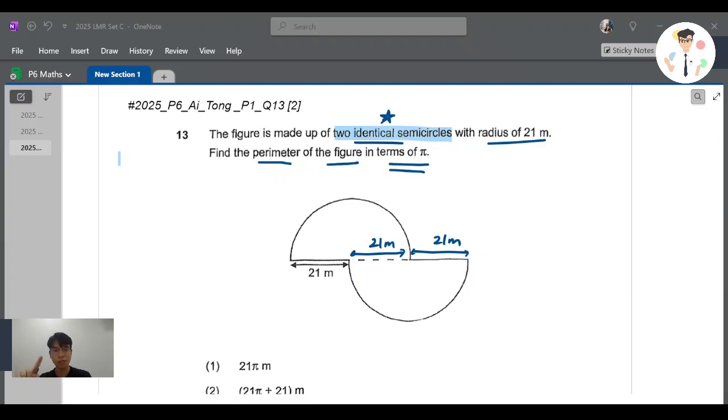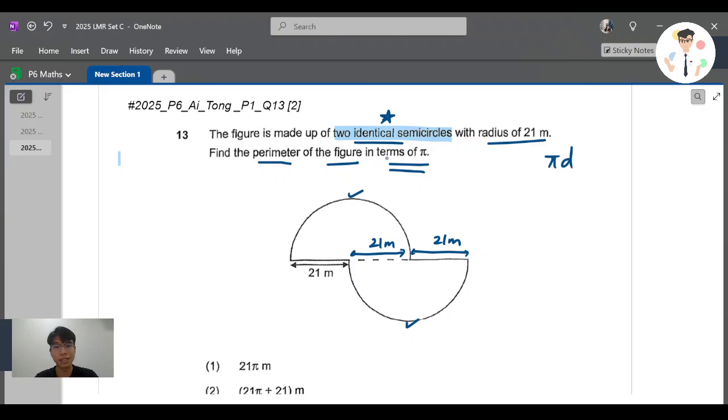Again, perimeter means all the outer length. I have this part 21, this part 21. So what I need to find is only the two curved parts, the arcs. And I know that this arc plus this arc added together is basically the circumference. So I just need to find the circumference, and it will represent this and this. So what's the formula of the circumference? Pi d.